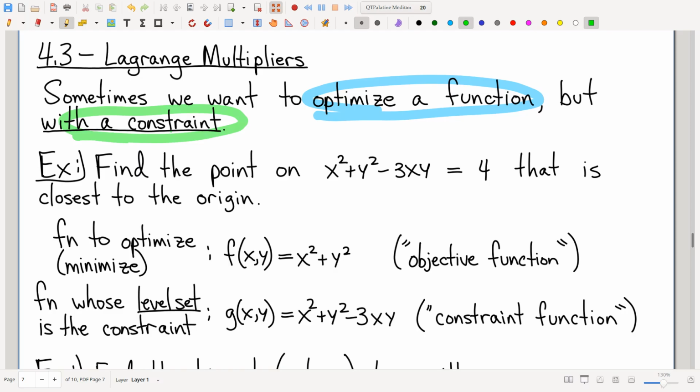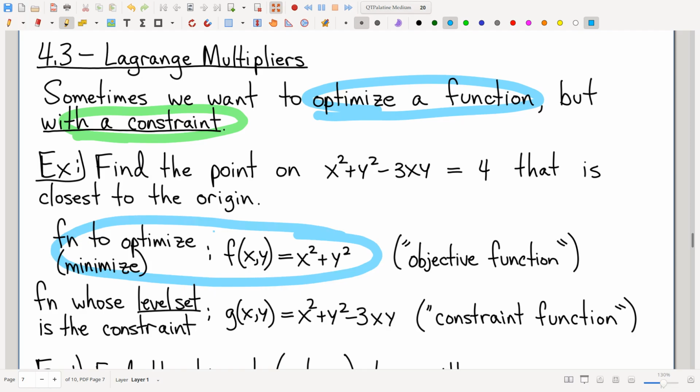So, for example, maybe I want to maximize this function. In this case, I want to minimize that function there. I'm trying to find the point closest to the origin, right? So I want to make this function here as small as possible.